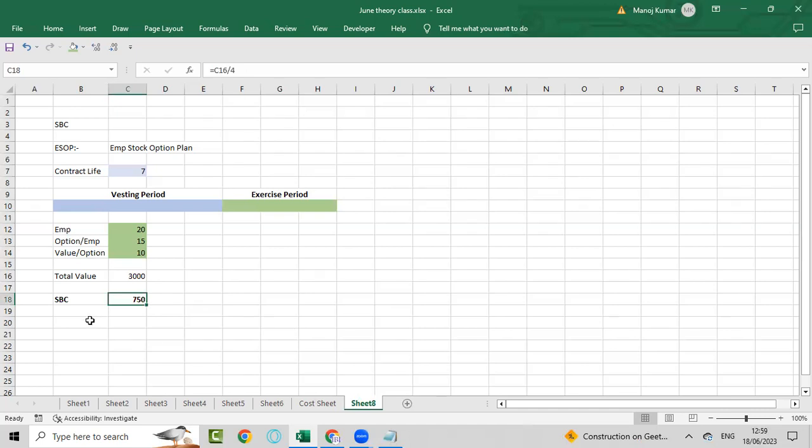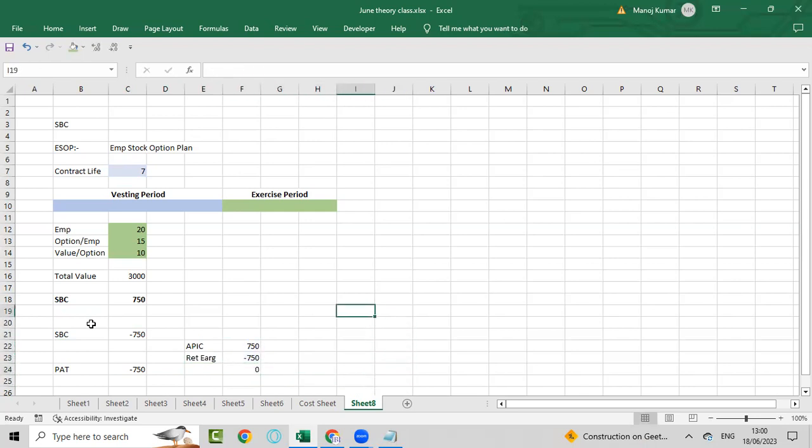Now what will happen? This will first be deducted in the income statement as 750 minus. Then profit will be minus 750. Then retained earning will be minus 750. Just above this, we have an item called additional paid in capital that will be plus 750. So the effect is 0 now.